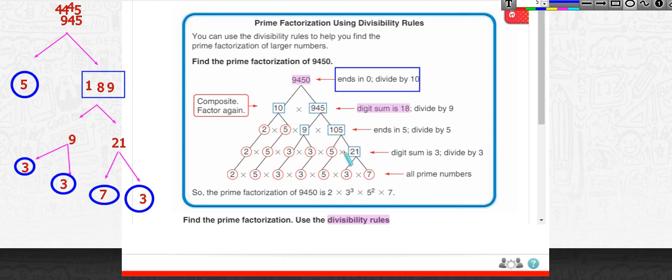What is the book's final answer? We have 3 times 3 times 5 times 3 times 7. Is there any difference? No, there is no difference. So it doesn't matter which two factors you start with. At the end, you will reach the same prime factorization. When you have a large number, you just need a hint, and we use the divisibility rules.